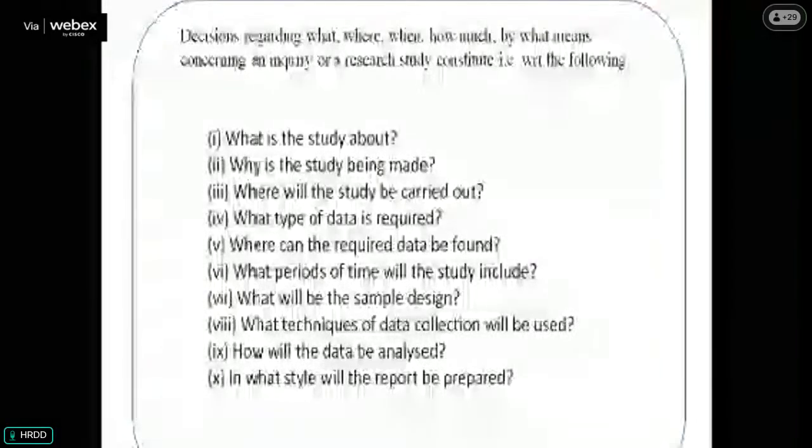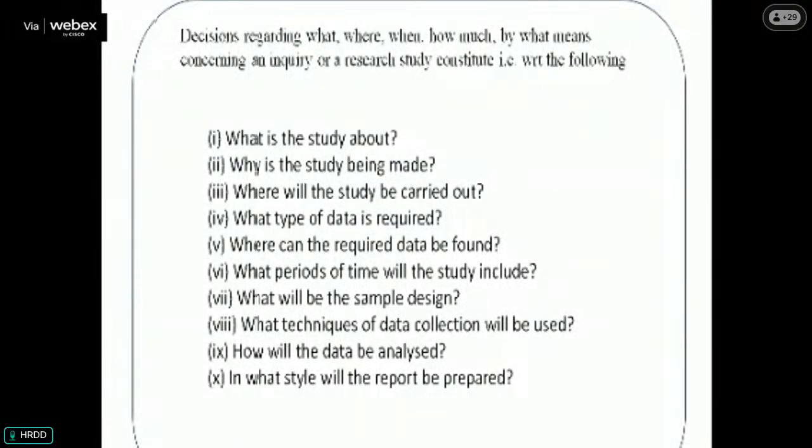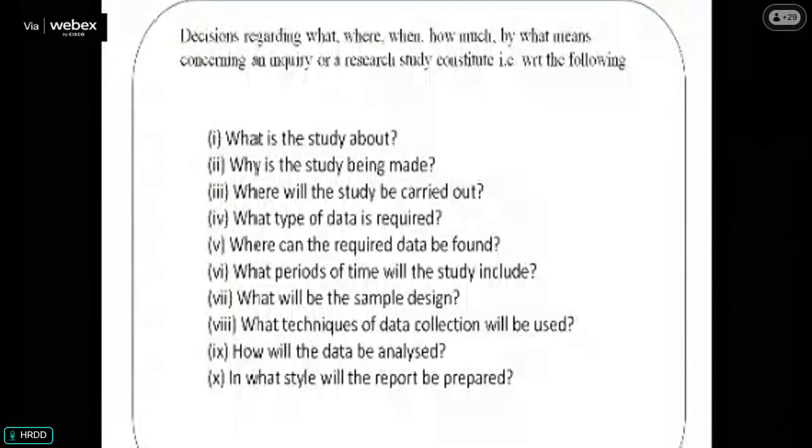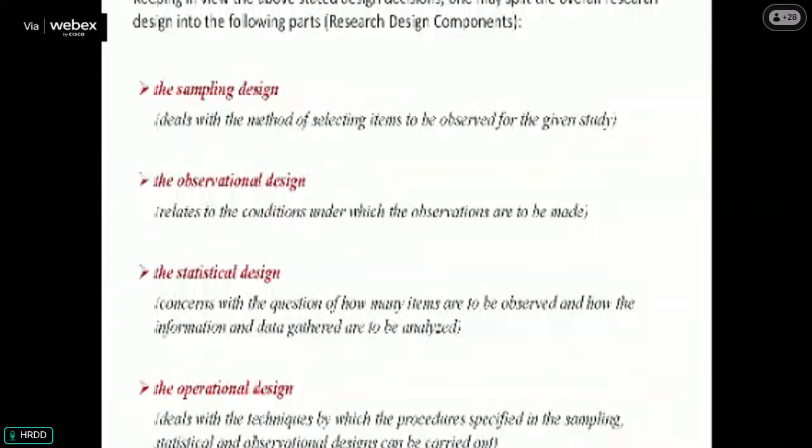What type of data is required? Where can the required data be found? What periods of time will the study include? What will be the sample design, what techniques of data collection will be used, how will the data be analyzed, and in what style will the report be prepared? You all know that you will start with your problem. In what way the report will be prepared, we discussed the HBNI thesis format as well. This is how you have to prepare the report. And if you have the answers to these questions, you prepare a design.